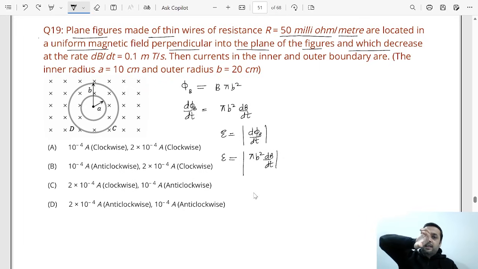You have to keep your thumb within. Now see the curling sense of the fingers. So it is clockwise. If you keep your thumb within, then your fingers will be curling clockwise. That means this will be the polarity. This is how the polarity will be, and the EMF value is this.